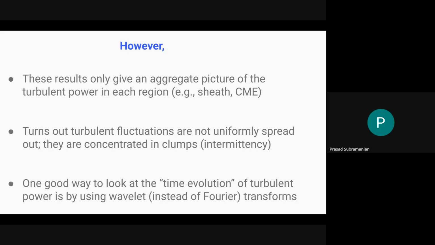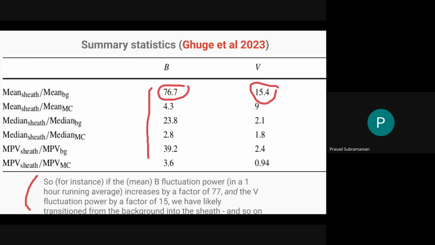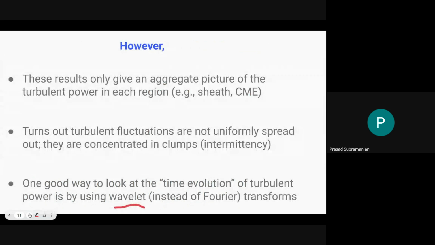Now, without going into details of what wavelet transforms are, before saying that, it turns out that these turbulent fluctuations, the appeals that we make to quantities like this, give an aggregate picture of the turbulent power in these regions. But it turns out that these turbulent fluctuations are not uniformly spread out. In fact, they are concentrated in clumps. This is work that Apurva and Sumit introduced me to, this wavelet way of looking at things. So this is work that we're currently carrying out.